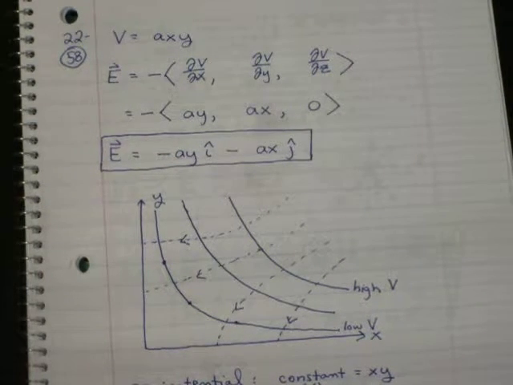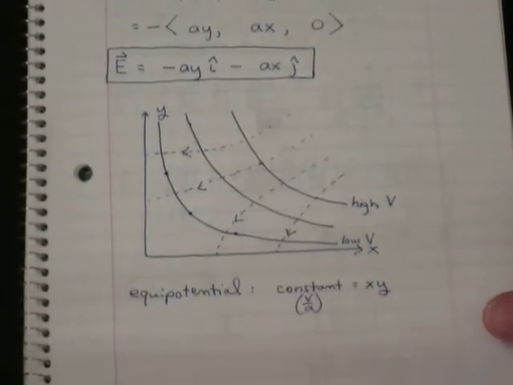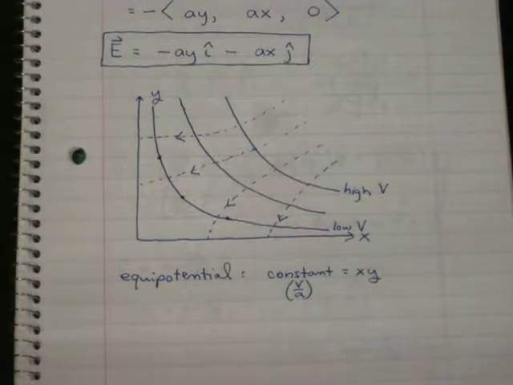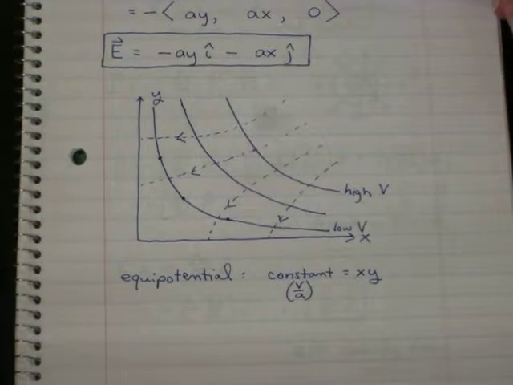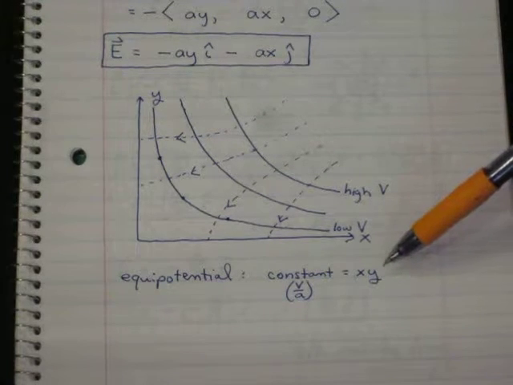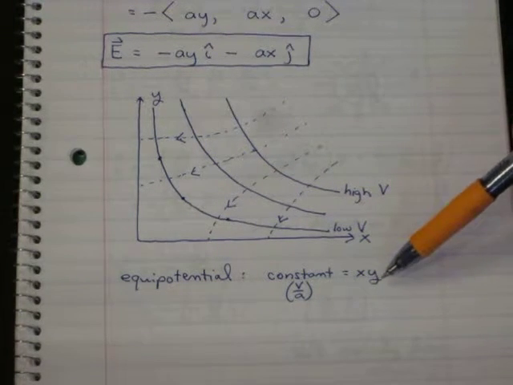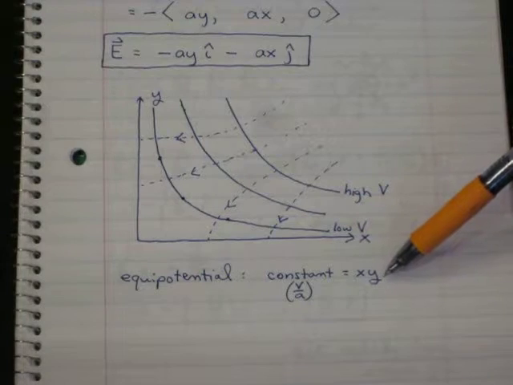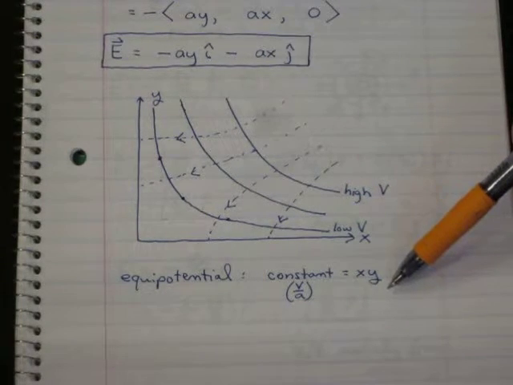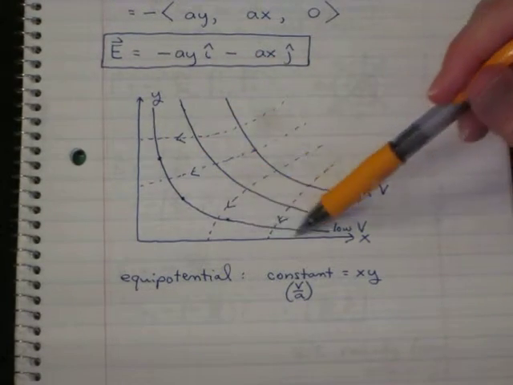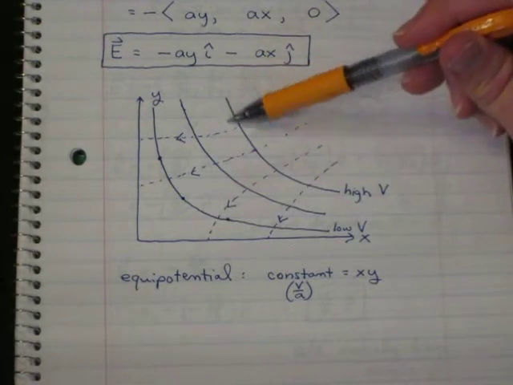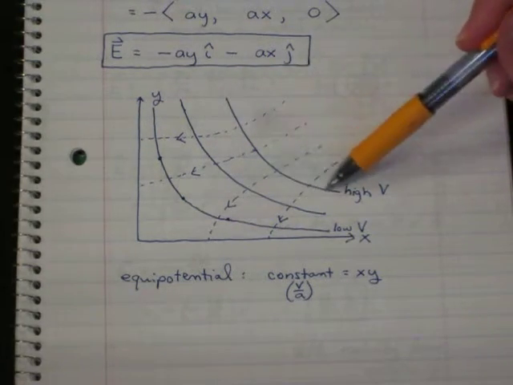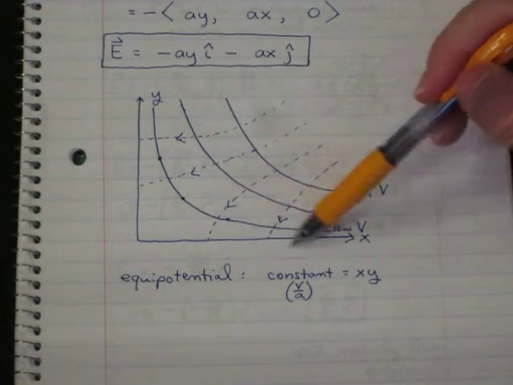The equipotentials are, if V is AXY, we want to sketch all the places where voltage is the same. And I want you to see this, that it is constant X times Y. V over A equals X times Y. And that takes the shape of these inverse relationship curves. So high potential would be up here, medium and low potential would be right there.